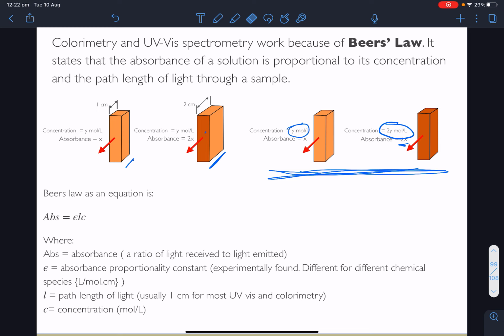So absorbance is equal to this epsilon value, which has many different names: absorbance proportionality constant. Absorptivity is sometimes a name for it too. Times the path length, times the concentration. Now, because absorbance is unitless, you can work out the dimensions of absorptivity. It's the opposite to moles per liter. It's liters per mole per centimeter. But that's some really extreme stuff.